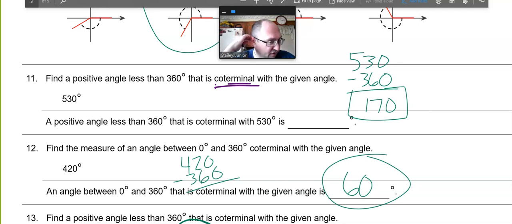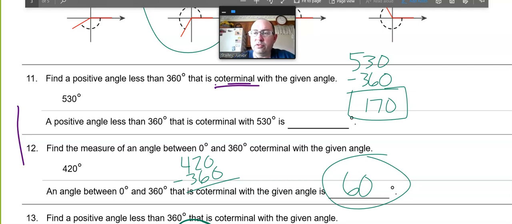So, find a positive angle less than 360 that is coterminal with the given angle. 530, well, I could subtract 360. And that'll take me from 530 degrees down to 170 degrees. I think I did that right. Take away 300, that'd be 230. Take away 60, 170. That sounds right.